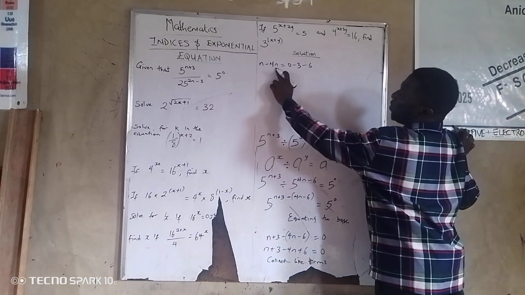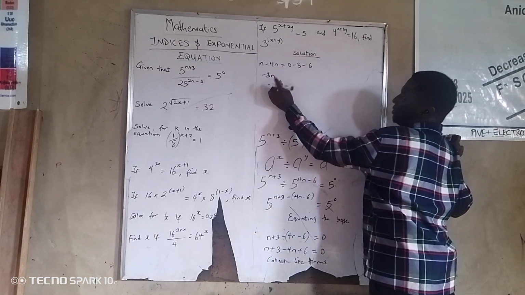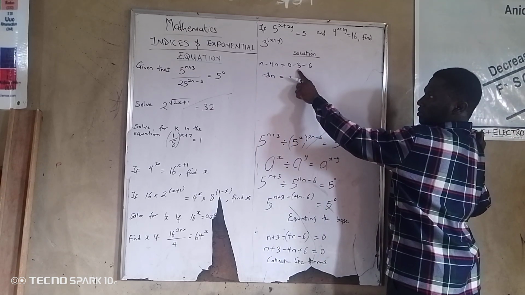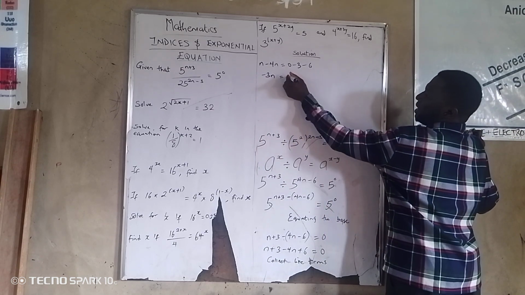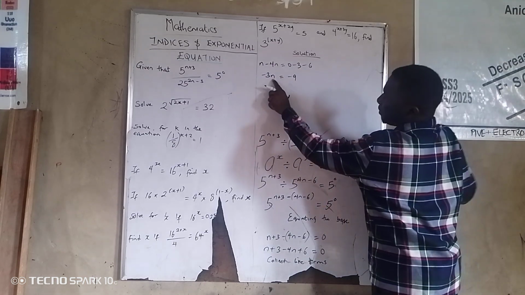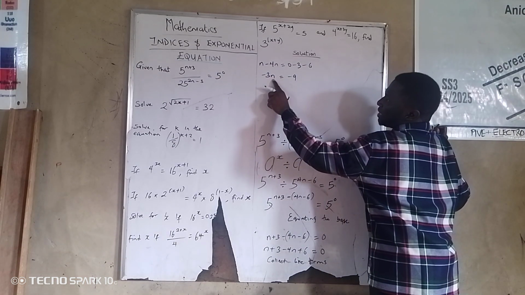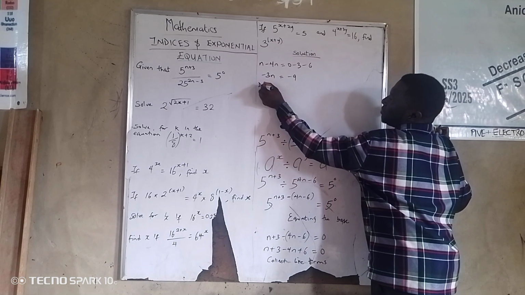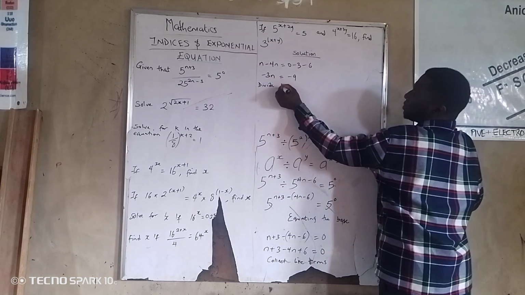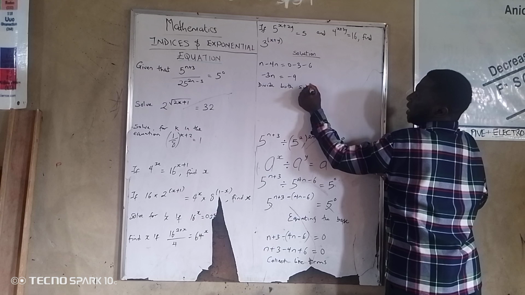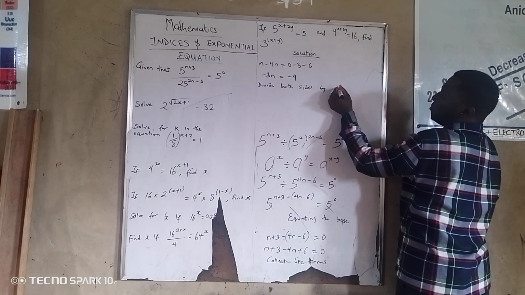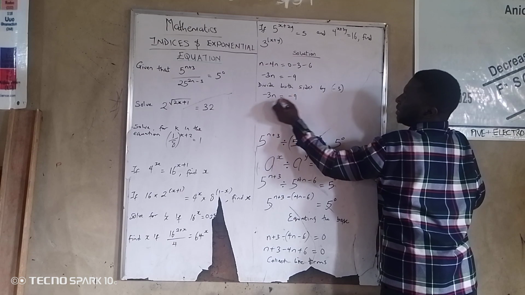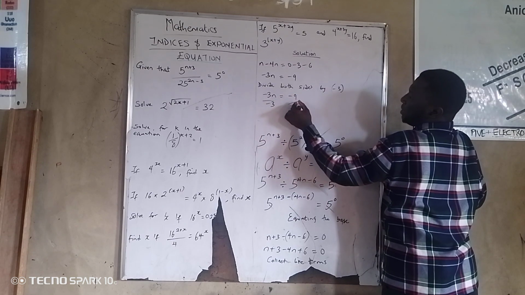So n minus 4n is minus 3n. And 0 minus 3 is minus 3. Minus 3 minus 6 is minus 9. Now, we are looking for the value of n. We divide both sides by the coefficient of n. What's attached to n here? Minus 3. So we divide both sides by minus 3. So that is minus 3n equals to minus 9, over minus 3 over minus 3.